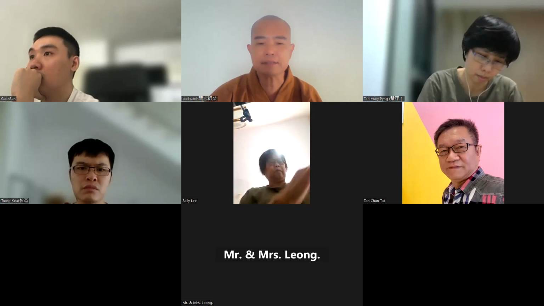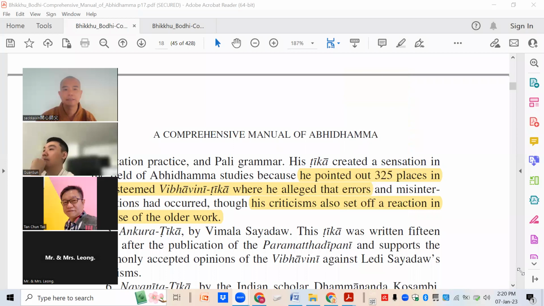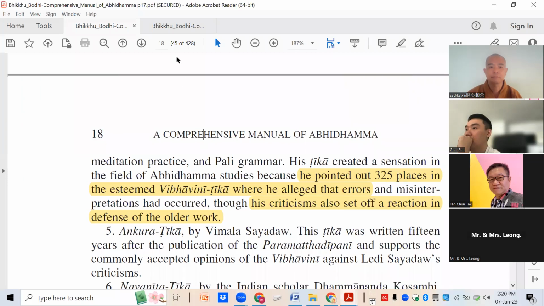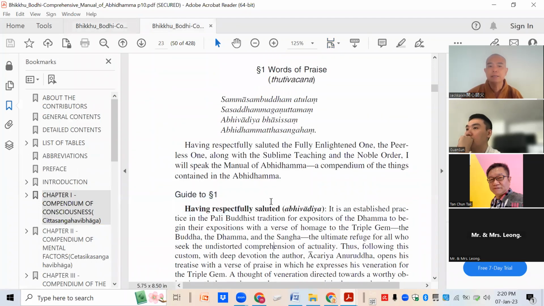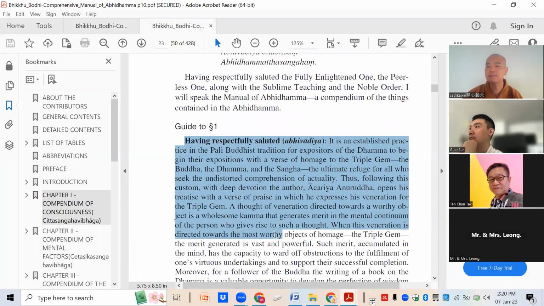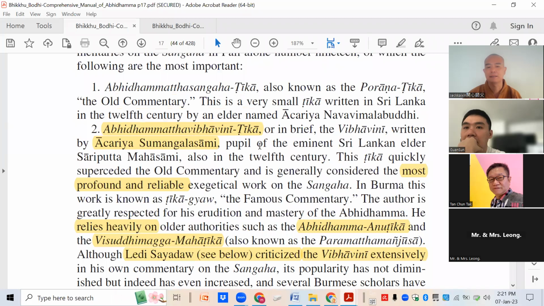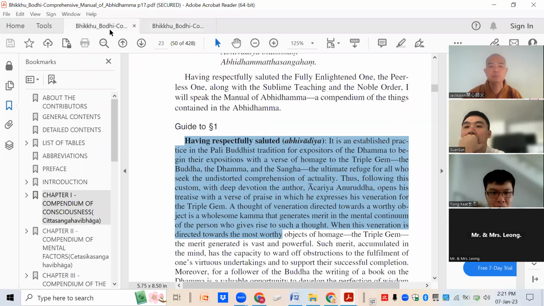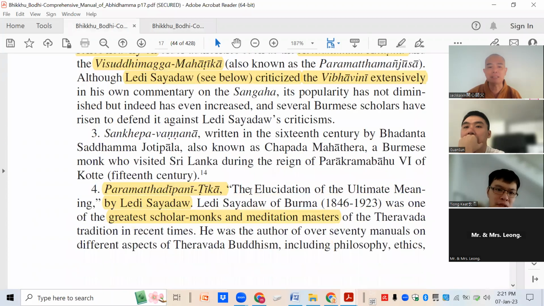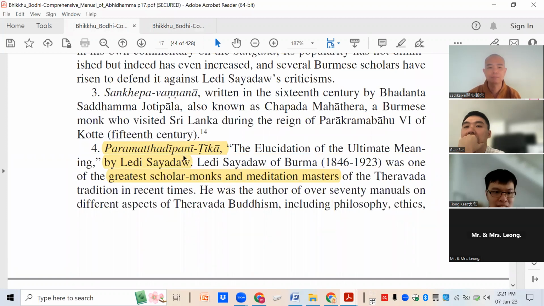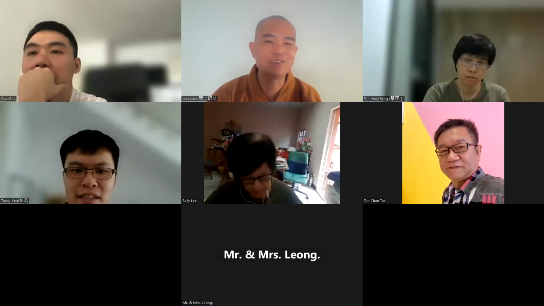Okay, class, let's take a look. If that's the case, if we refer back here, let's say this is the author, we call him Anuruddha. So for guide number one, may I know who is the major author? What do you think? Who is the major author? Acariya Sumangalasami. Yes, okay. If we notice some controversial issue here, Acariya Sumangalasami must be debating with somebody. Who is it? Ledi Sayadaw. Yes, correct. Meaning to say you are not daydreaming.